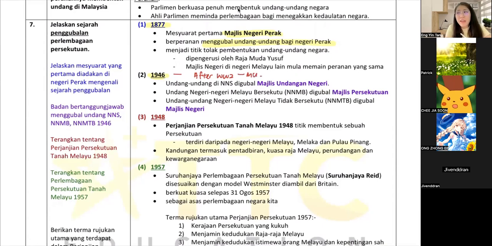So you can see Malayan Union. Yes, I want to combine them together. So your British starts to create some meeting groups to discuss about the law, because you must understand, before Malayan Union, they all were using different laws. So that's why they created a meeting group to discuss about it. You see, NNS, NNB, Majlis Persekutuan, Majlis Negeri.